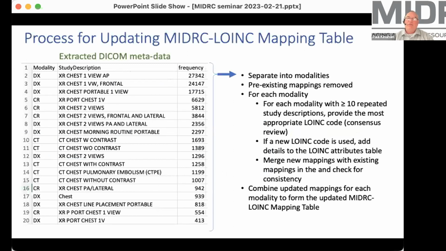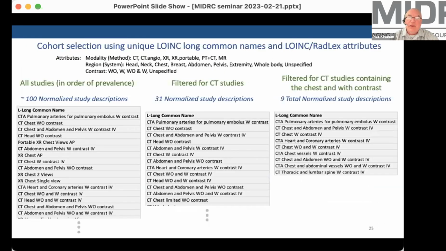So we have a process that has evolved as we're now approaching our third version of the table. I won't go into any detail, but essentially we go through a series of updates on a regular basis. The other thing is there are so many study descriptions and it's such a long-tailed thing. We don't attempt to map all of the studies. We only work on the ones where we have at least 10 instances of a study description, or 10 or more. If that occurs, we'll map it, because of the feasibility of the time required. The last part comes from the LOINC codes.